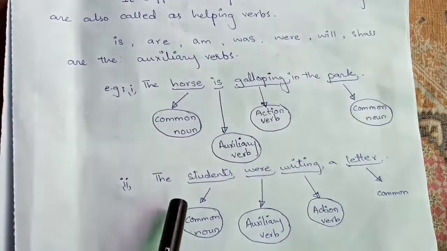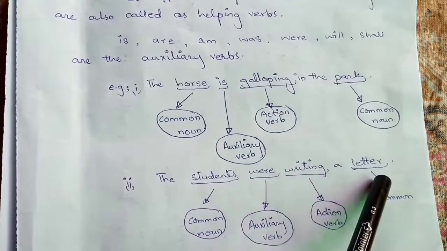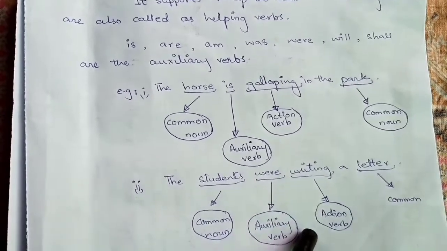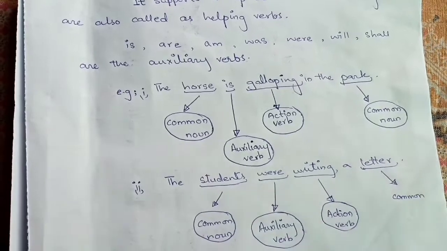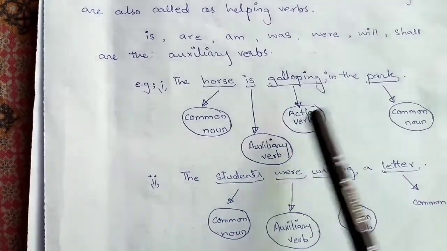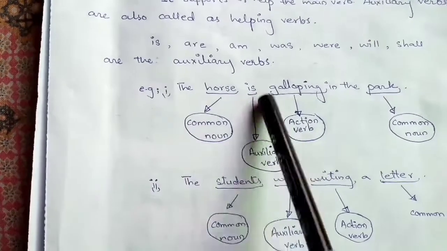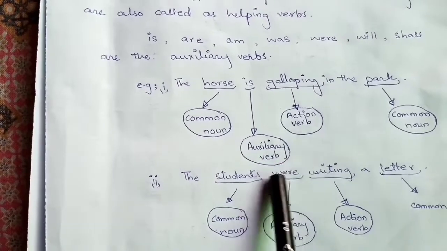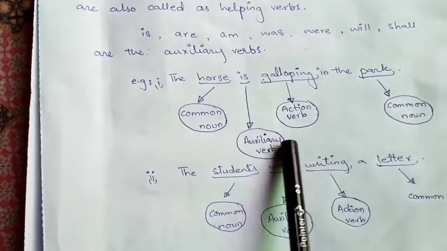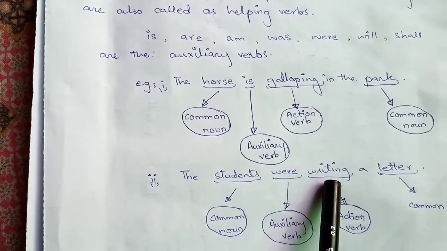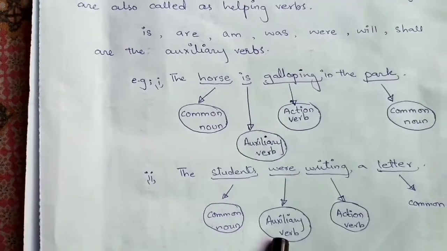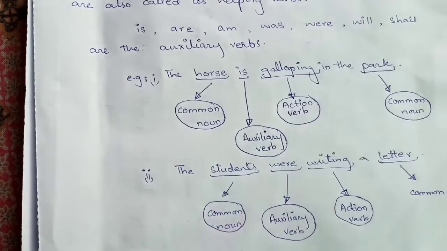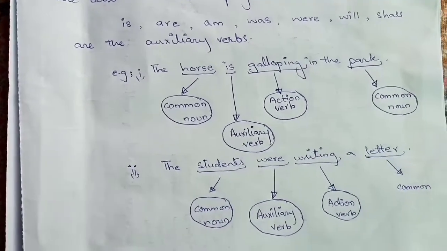Let's move towards the second example. The students were writing a letter. In this example, writing is the main verb or the action verb. And where is the clue? Were. What is the clue? See, I have mentioned it in the clue words. So this is the supporting word or the helping verb which is supporting the word writing. So were will be the auxiliary verb, and students are called a common noun. Letter is also a common noun.